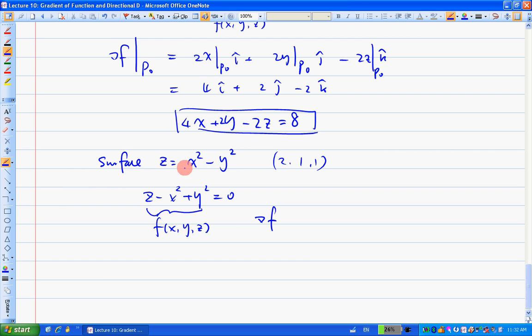This is just a rewrite of the original one here. So first of all, this is a surface, right? No, I moved this term to the left side. Was that good?